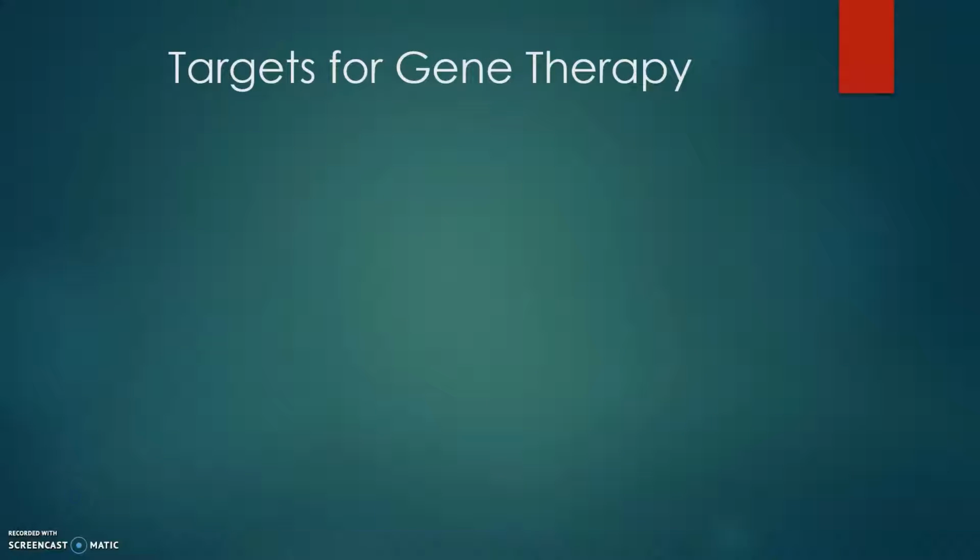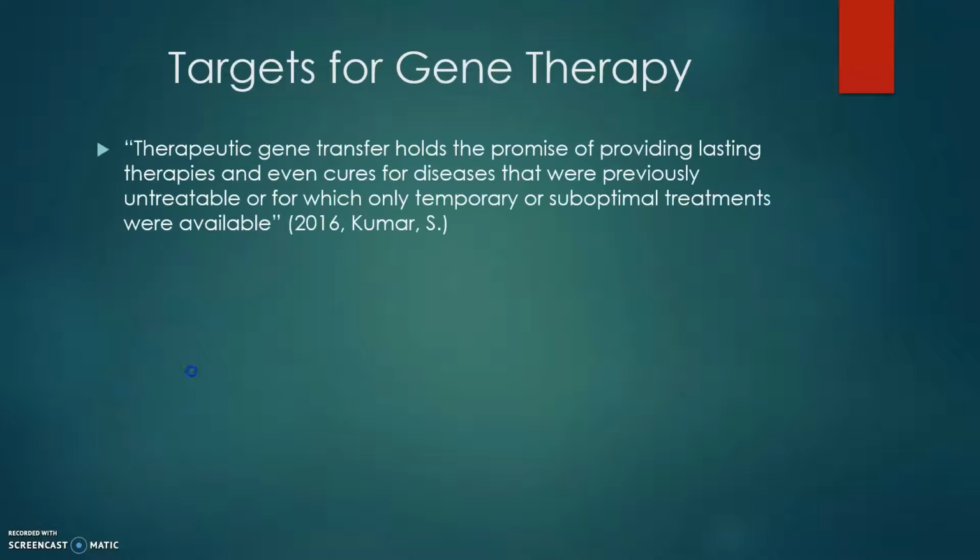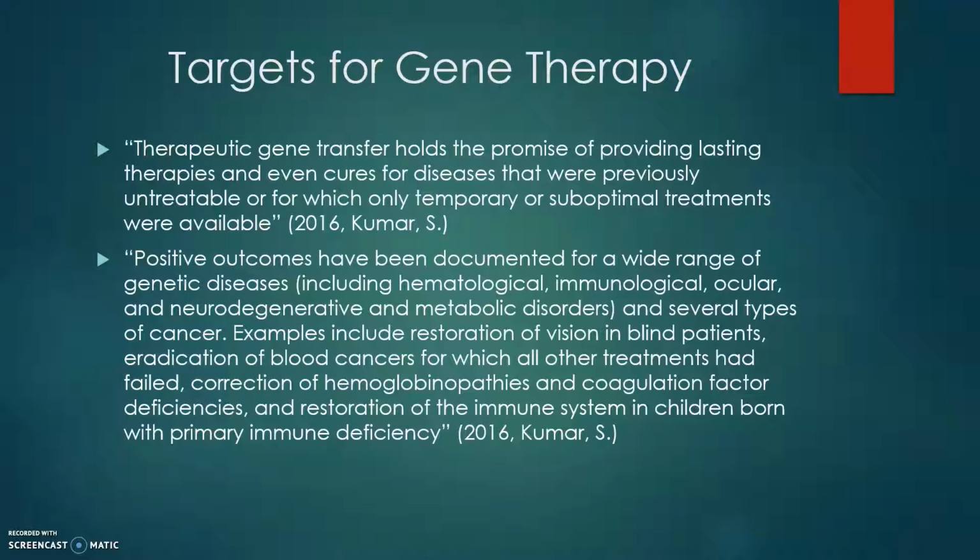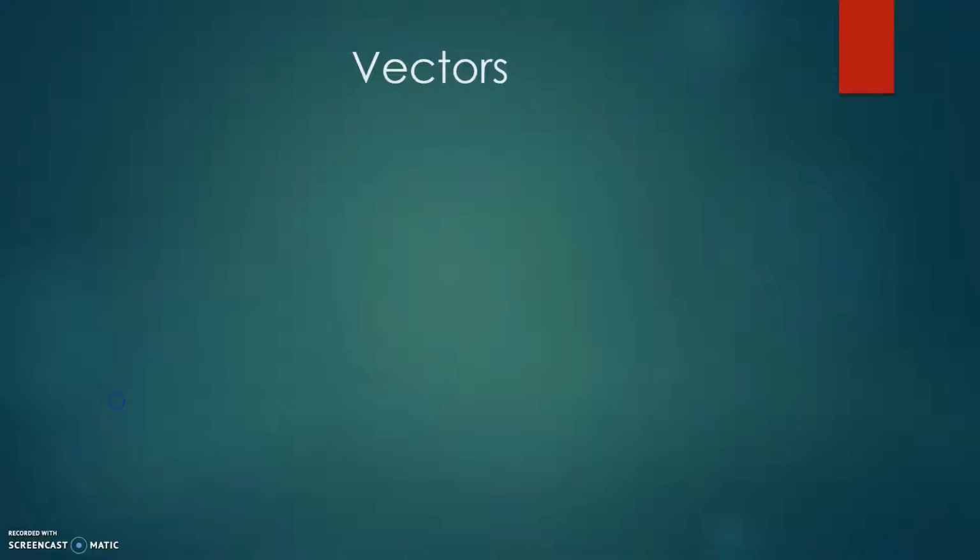So what is the target for gene therapy? Well, gene therapy has the goal of making the body self-sufficient rather than relying on external medical interventions such as blood transfusions or prescription medications. Also, we're targeting those diseases that were previously deemed untreatable, as we continue enhancing this new technology. And we've also had successes involving all of these different types of disorders, including correcting vision in some blind patients as well. So what are vectors?